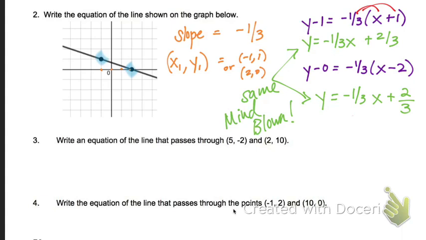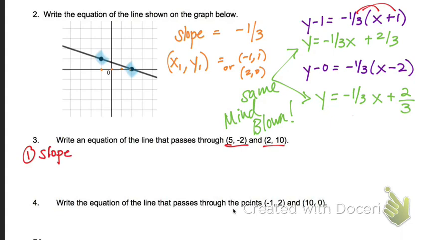Okay, number 3. You'll see a lot of questions like this, where it gives you 2 ordered pairs. There's 2 steps you want to take. The first step is finding the slope.